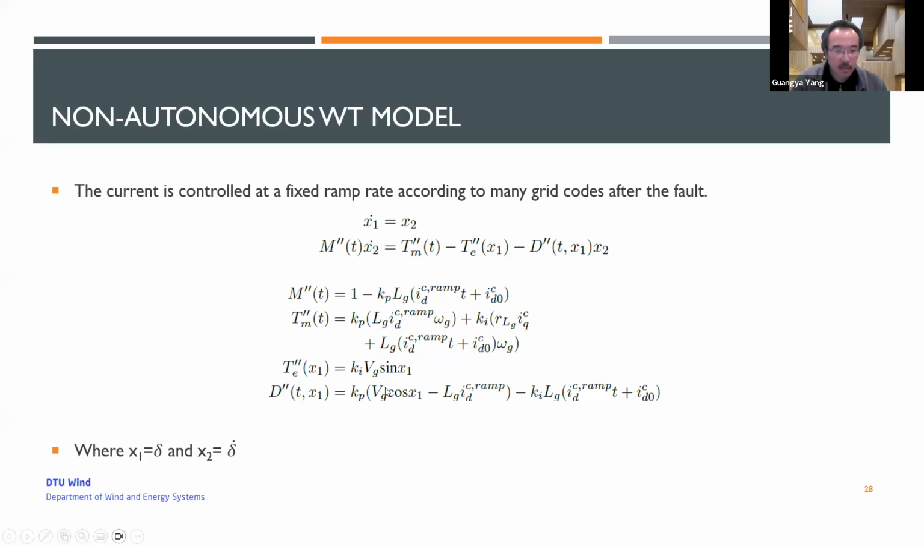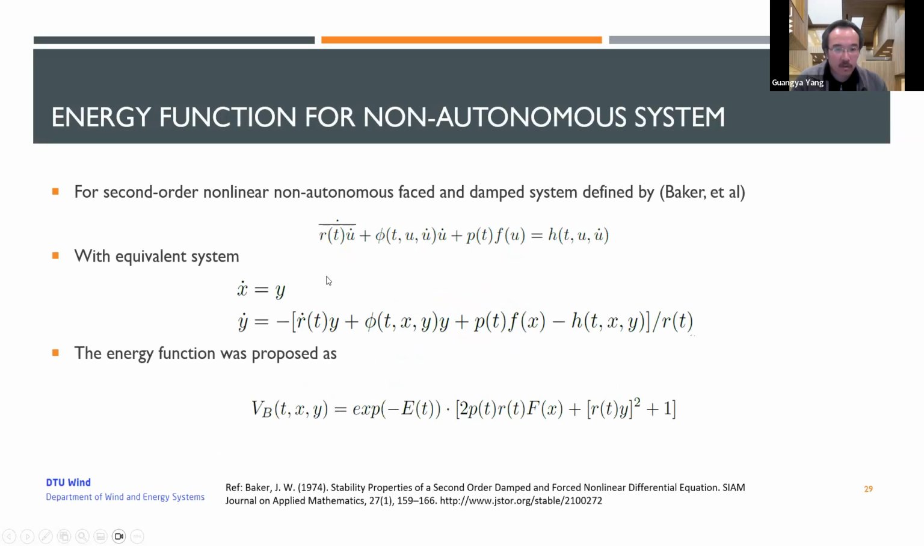For this system, there is a method to develop an energy function if you can map this equation into this type of equation, where in our case u dot is delta, this is the damping term, this is the electric torque, and this is the mechanical torque, and here this is the omega or delta double dot.